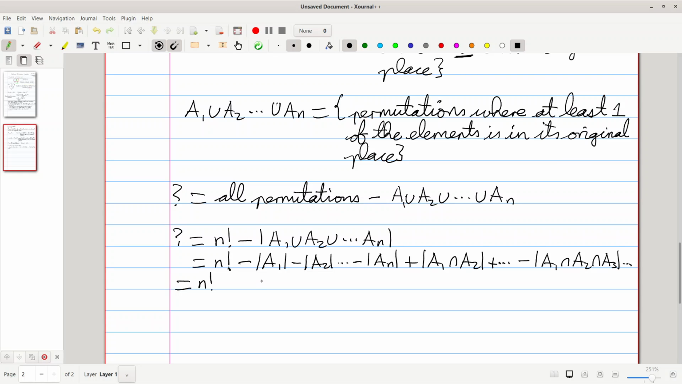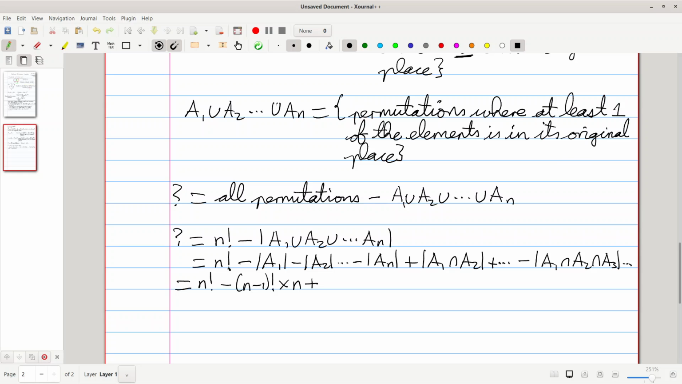So A1 is n minus 1 factorial. A2 is also n minus 1 factorial, because the second element stays in its place and the other n minus 1 are free to permute any way they want to. The same for A3 up until AN. Each of these is n minus 1 factorial. And there are n of these, so this is n minus 1 factorial times n.